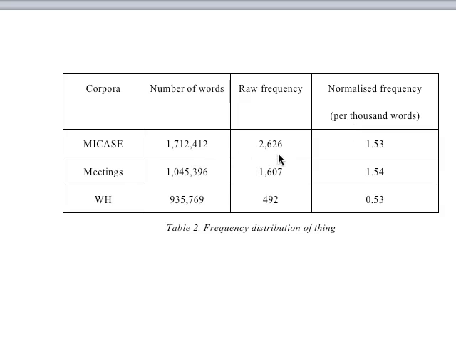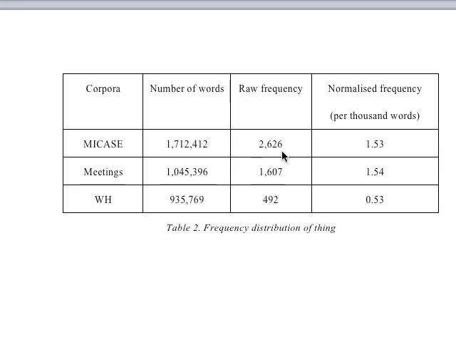And so if we look at the raw frequency here, we have 2,500 in 1.7 million, and here we have 1,500 in a million. So we want to know, well, looking at this data, is there a difference in the frequency of use of thing? This part suggests that there isn't, but I'm just worrying that because we've done this relative frequency, we've kind of hidden, in a way, an actual difference in the data.